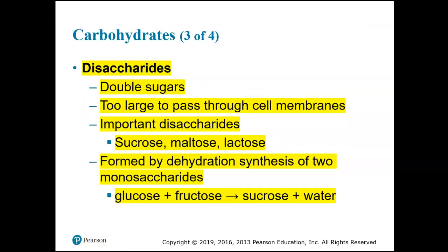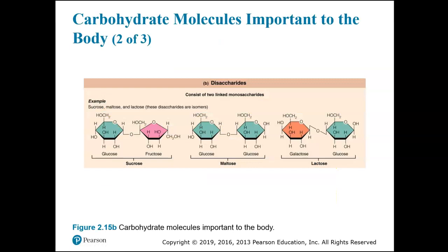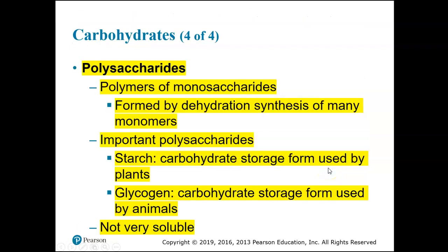Now, we already talked about the disaccharide sucrose, which is formed from glucose plus fructose. Maltose is a disaccharide formed from glucose plus glucose, so 2 glucose molecules. And lactose is formed from glucose plus galactose. You can see those reactions here. So these are our disaccharides: sucrose, table sugar; maltose, which is the sugar found in malt powder and malt beverages like malt liquor. And lactose is the sugar found in milk.